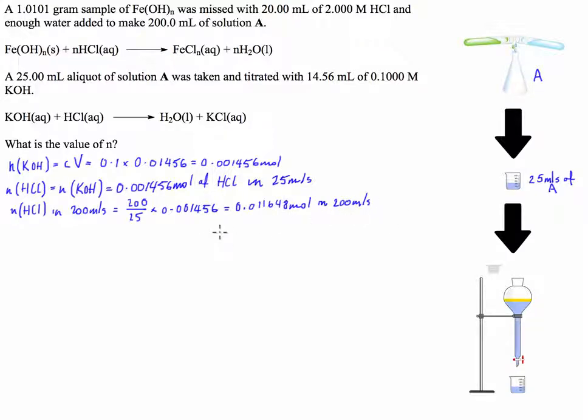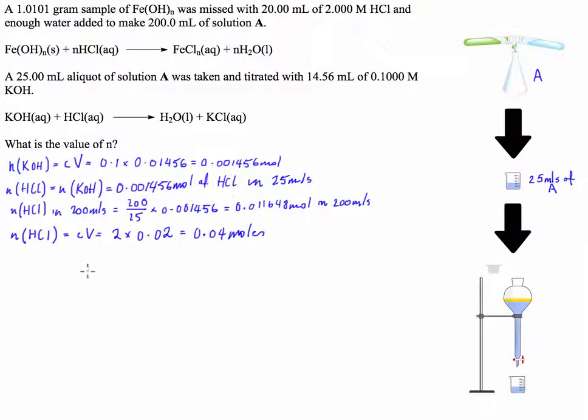So what we're going to do is work out how much is there before it reacts with the iron hydroxide. The number of moles of hydrochloric acid is equal to the concentration times the volume, which is equal to 2 times 0.02, which is equal to, doesn't take a rocket scientist, 0.04 moles. Cool.